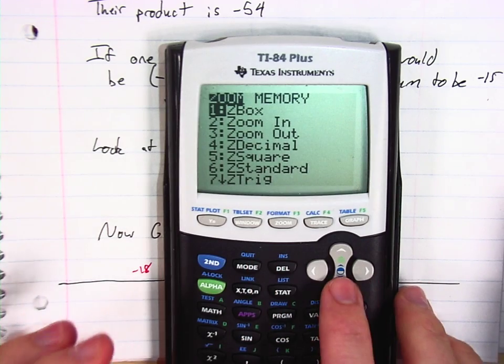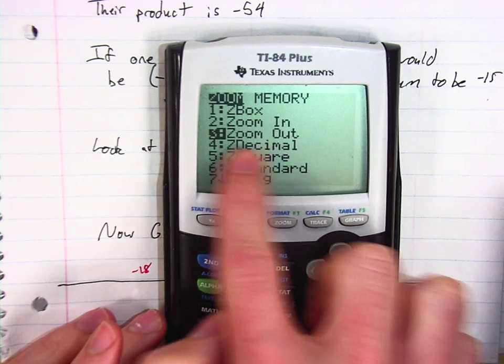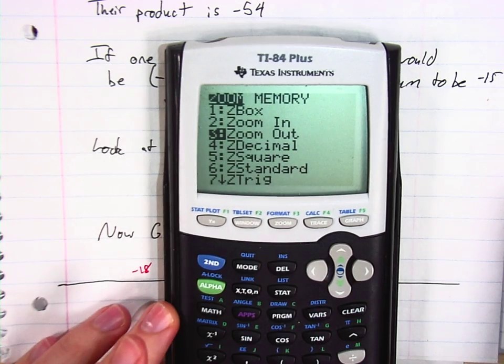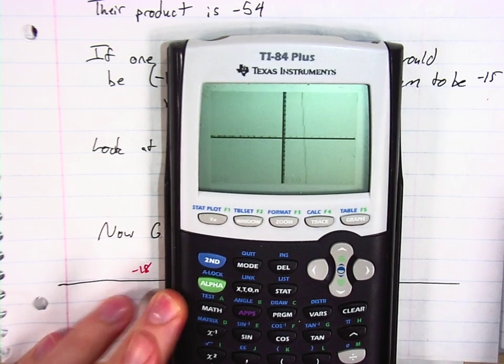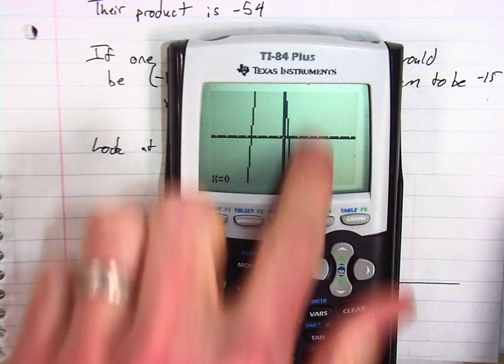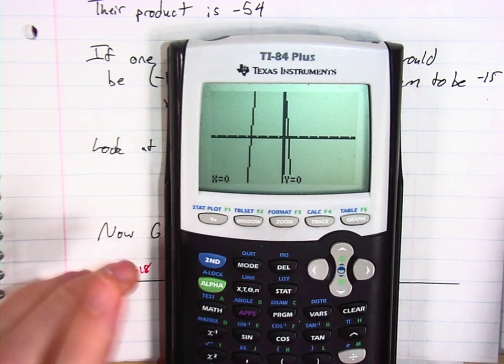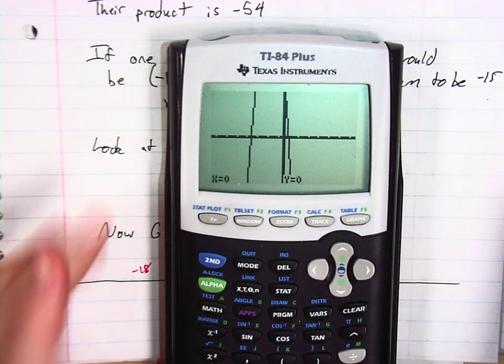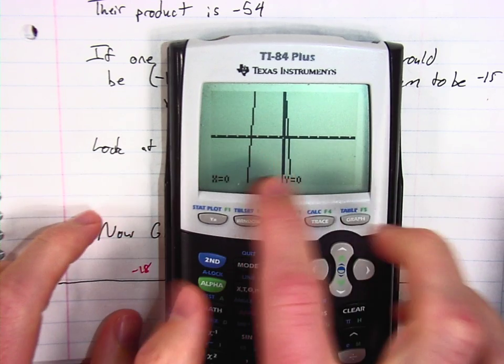But in order to see this one all the way, we need to zoom out. So I go to 3, zoom out. And I hit enter again, and it'll zoom out. Still not very good, but at least we can see where it crosses. So then I can go through my process here on both of those to get -18 and 3.